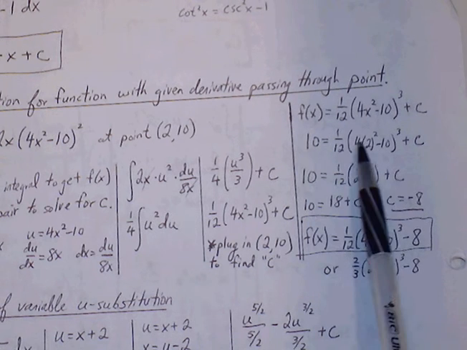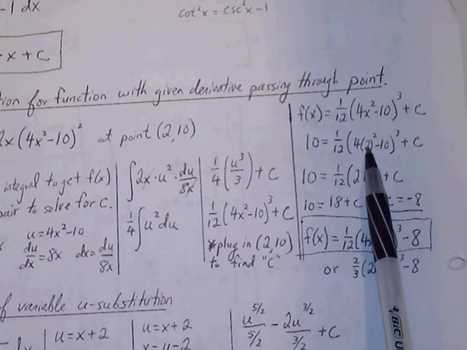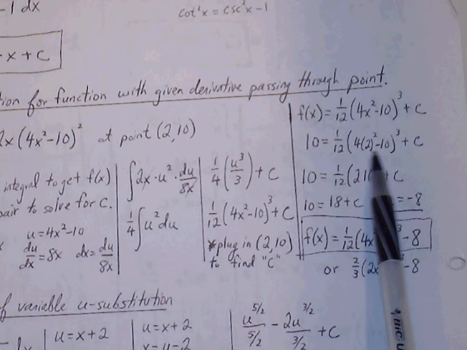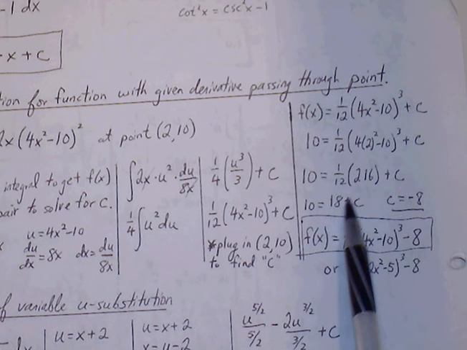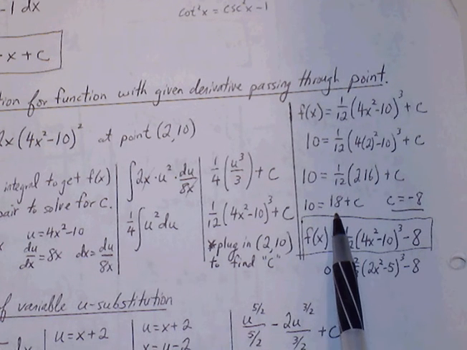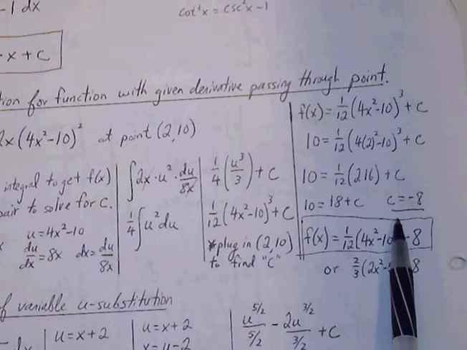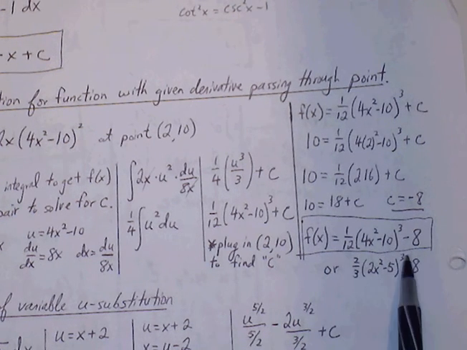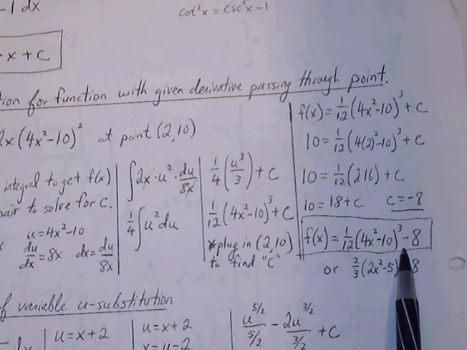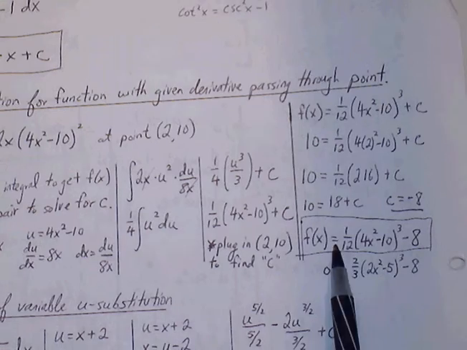10 goes in for y, 2 goes in for x, and then we simplify, reduce, combine terms, and we get c plus 18 is equal to 10, so c is equal to negative 8. So now we can replace our c with negative 8, so we can have a specific solution.